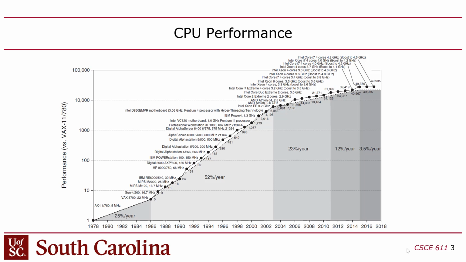But then it slows down. You can see it's 23% from 2003 to 2011, and then 12% and 3.5%. So general purpose CPUs aren't getting faster anymore, or they are, but at a very low rate. What this is showing are actually benchmark results. These are run times. They actually ran a program and they timed it.